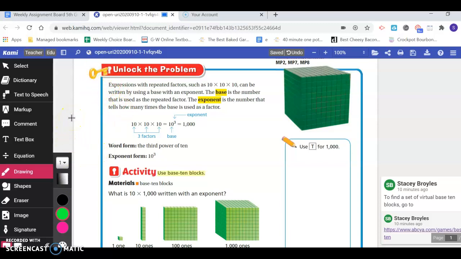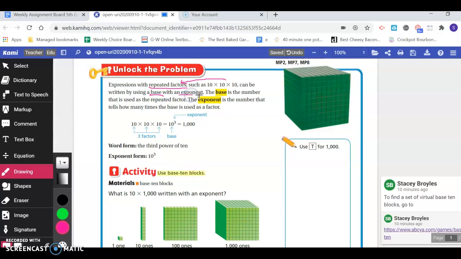Unlock the problem. Now it says here, expressions with repeated factors. I'm going to mark that part. Repeated factors, such as 10 times 10 times 10. So we see how that's going on and on forever and ever. In this example, there's 3 of those, but you could have more than that. Okay, those are called repeated factors. This goes back to that right there, boys and girls. This is my sloppy looking arrow. It can be written by using a base with an exponent.